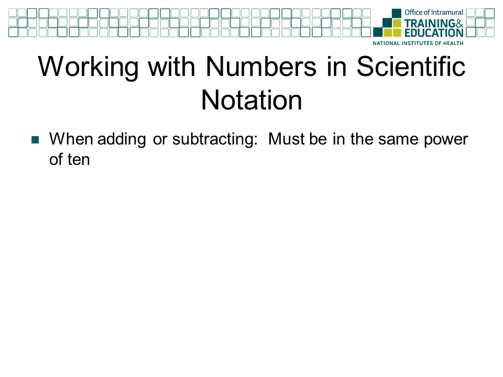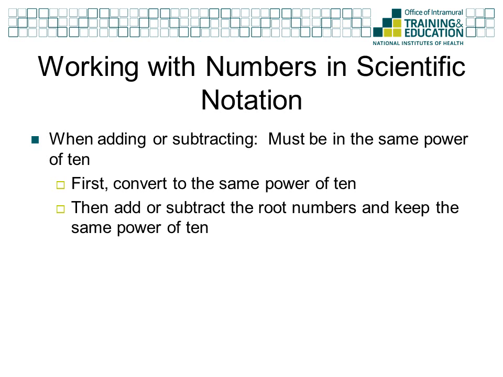We will discuss examples of this in the next slide, but two basic steps must be taken when adding or subtracting numbers in scientific notation. First, convert the smaller number into the same power of 10 as the larger number. Remember the rules of moving the decimal place and adding to or subtracting from the exponent. Once in the same power of 10, add or subtract the root numbers while leaving the result in the same power of 10 as the numbers being added or subtracted.